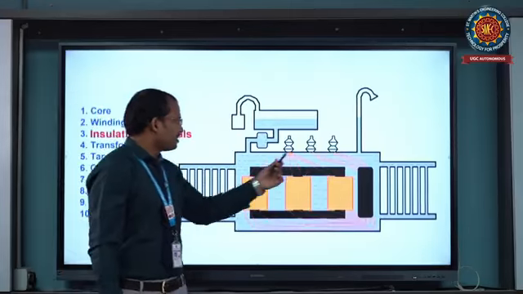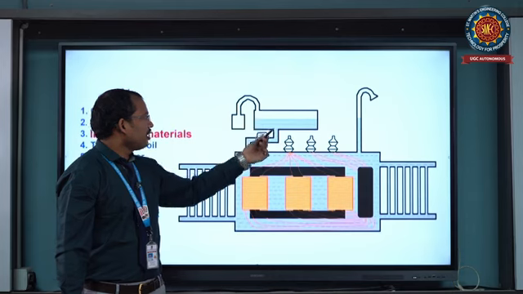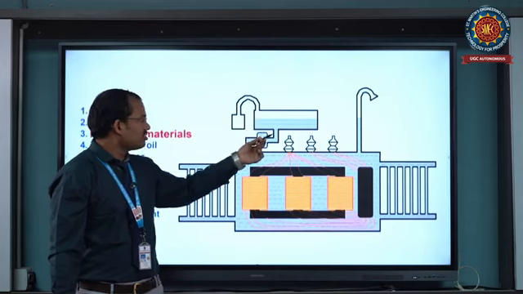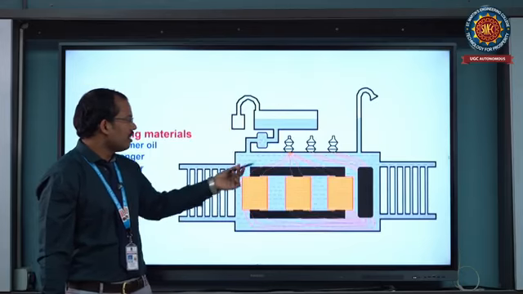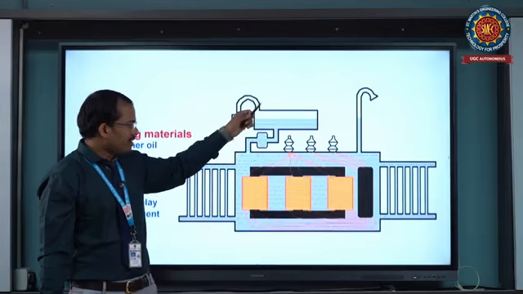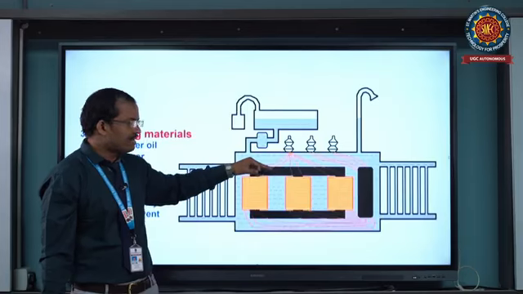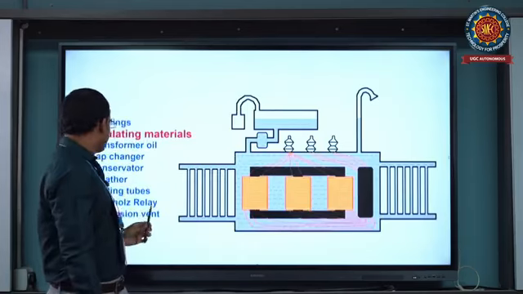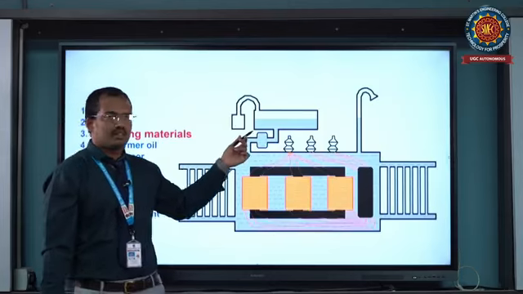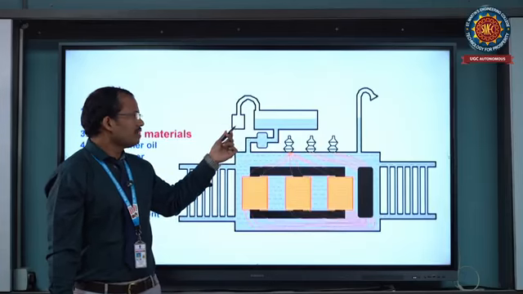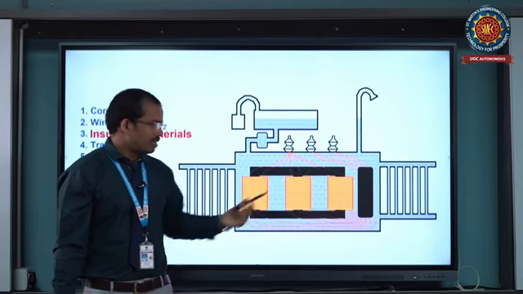Next, the conservator tank. This is the conservator tank, the inlet of the oil, for cooling purposes and pressure purposes. When the load is high, the oil level automatically increases, and when the load is low, the oil level decreases. So it increases and decreases depending upon the load of the transformer. Next, the breather. Here in the breather we use silica gel material, to protect the transformer from the external forces of the atmosphere.